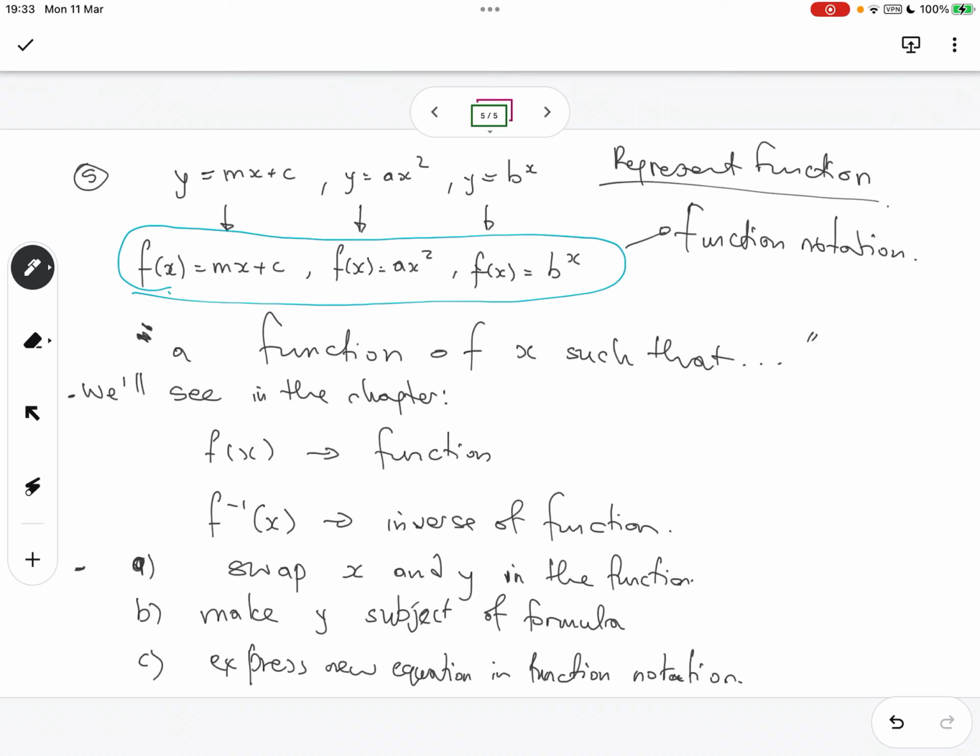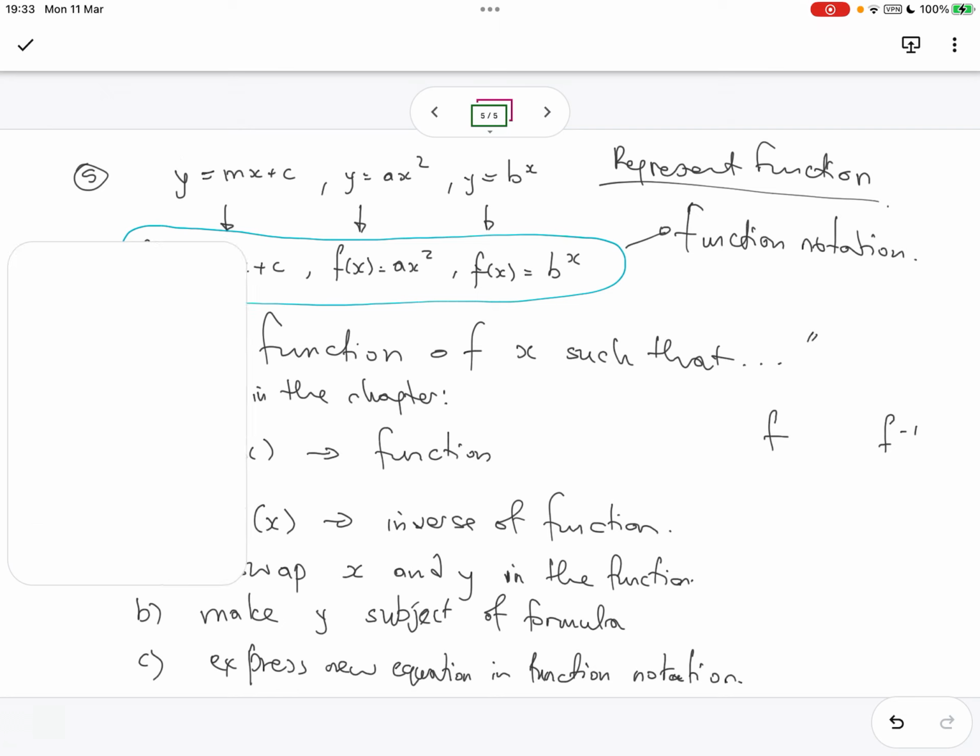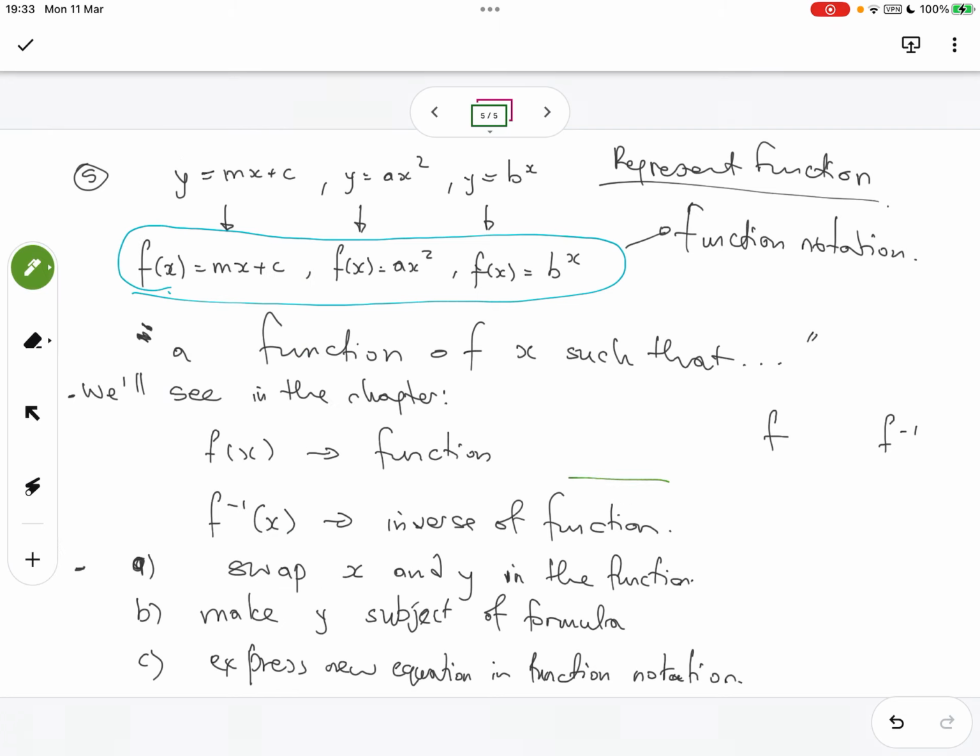Alright. So if we represent a function as f, then its inverse is f inverse. And that's this part here, right? That's that part there that I'm circling.